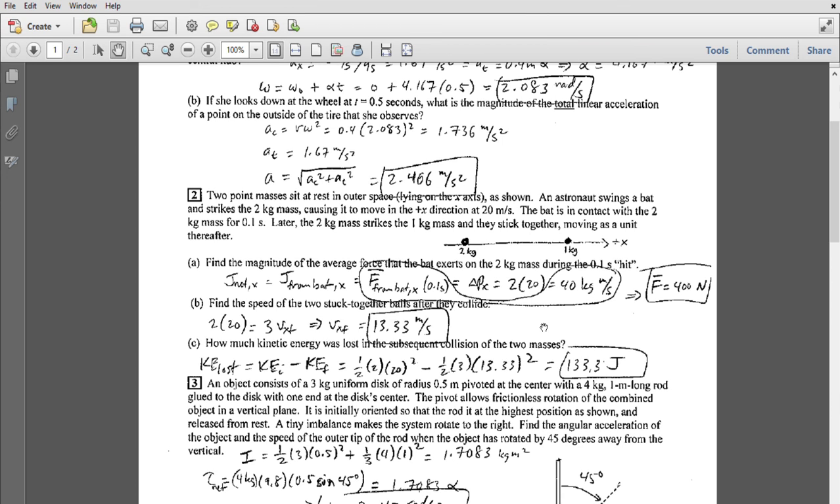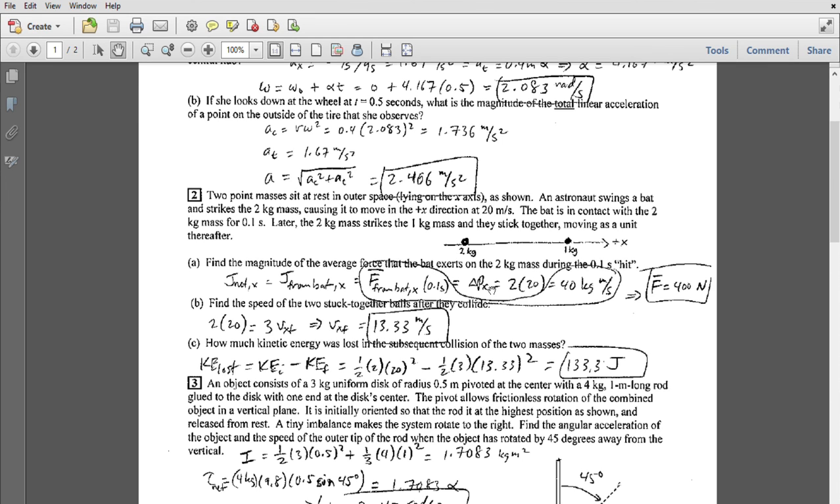Find the magnitude of the average force that the bat exerts on the 2 kilogram mass during the 0.1 second hit. So here we can get that from the change in momentum, using the net impulse delivered to the mass is equal to the change in momentum of the mass. If we call the x direction the direction that it's hit in, the net x impulse is just equal to the impulse from the bat. That's the only thing exerting an impulse on it, and that is equal to the average force from the bat times the time that it took to change its momentum.